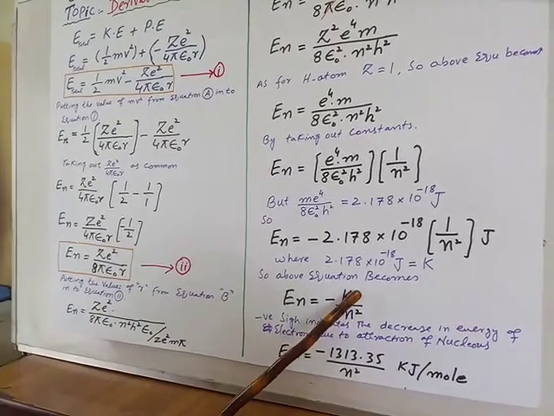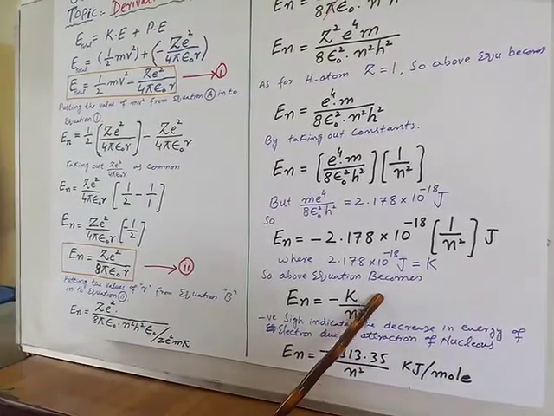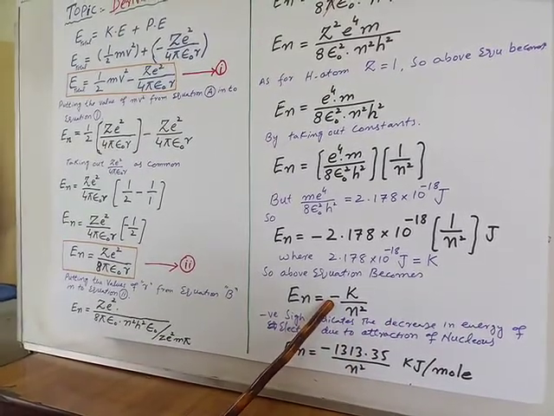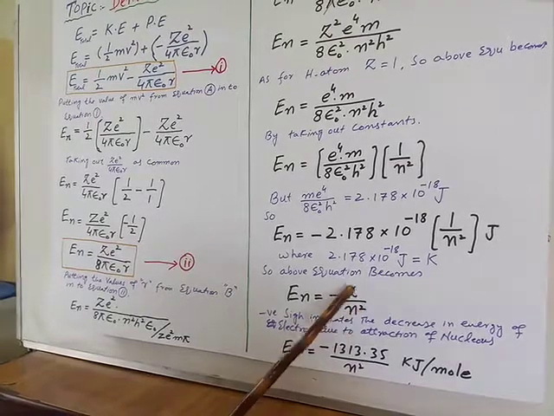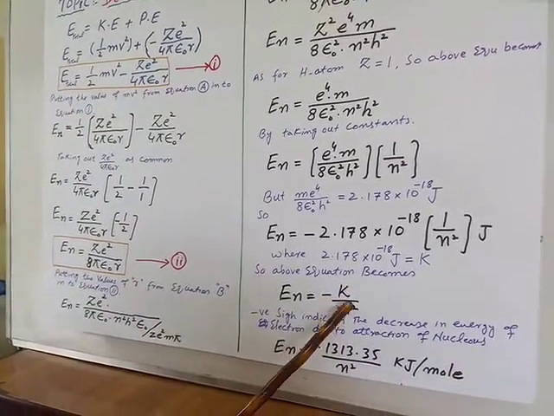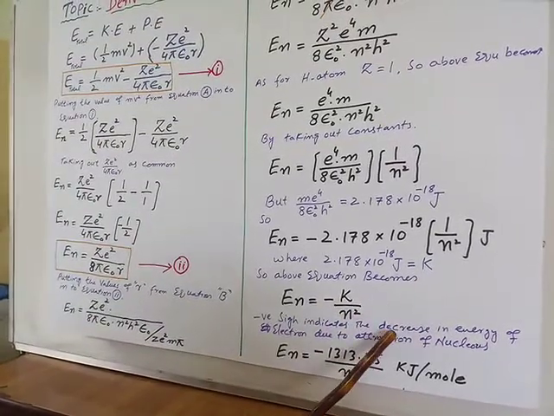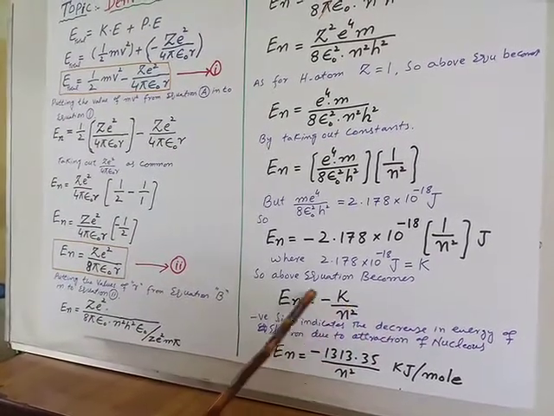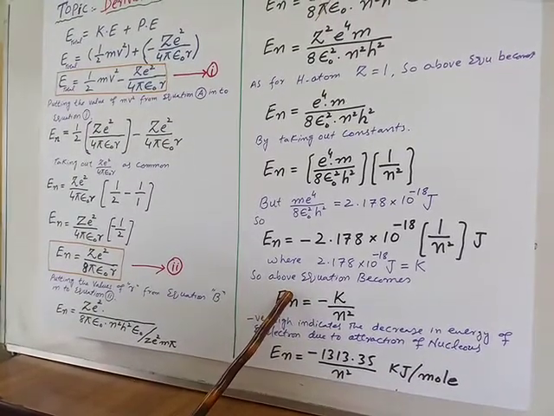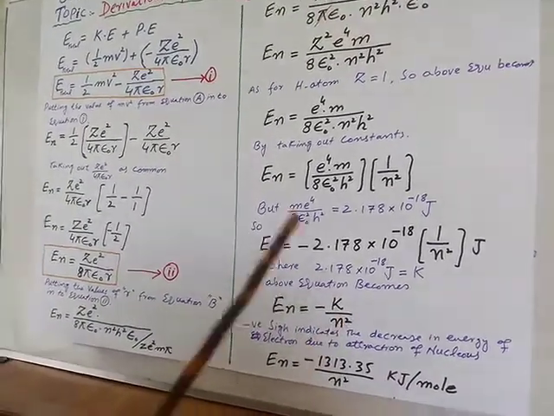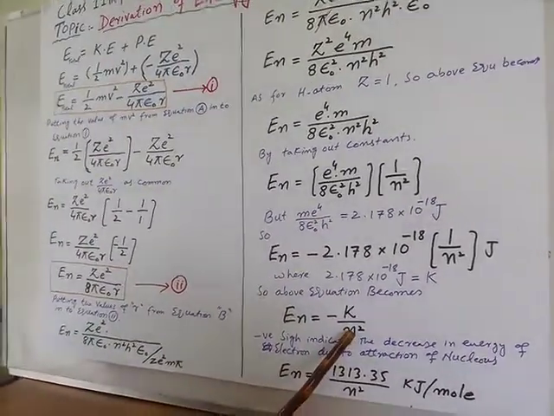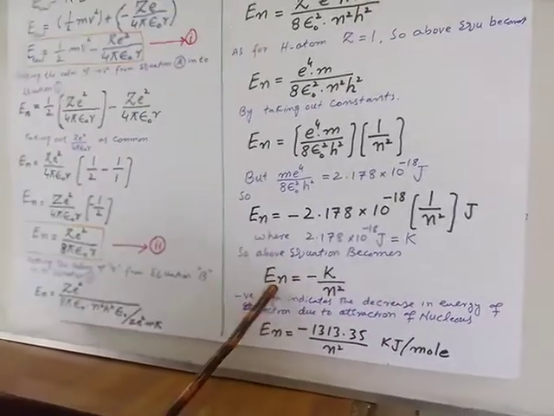By inverting this equation, we will get n square by K. In order to remove this minus sign, we have to invert the right hand side term. When we invert this term, we will get n square by K with positive sign. Then you will be able to see that there is a direct relation between the energy and n square. So this means that greater is the value of n for an orbit, greater will be its energy.